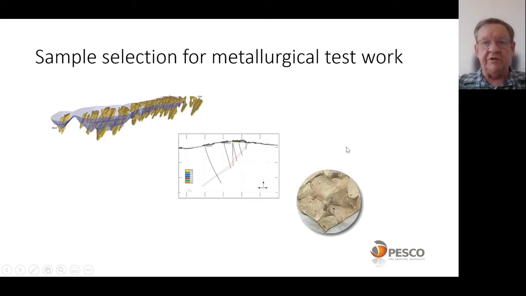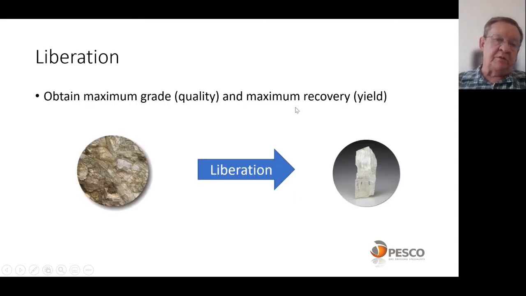We look at sample selection for metallurgical test work. From the initial drilling program, the geologists will generate a model of the pit or the resource. That model is based upon drill core intersections. So you have drill cores where they intersect the lithium zone. Those samples provide the source for the test work. And so we use the test work based on drill cores, which are selected to represent what's in the ore body. Next is the concept of liberation.